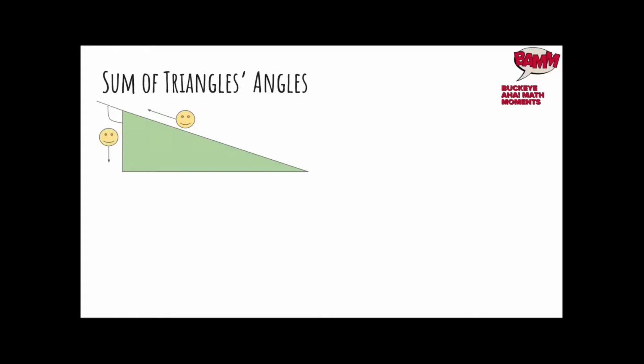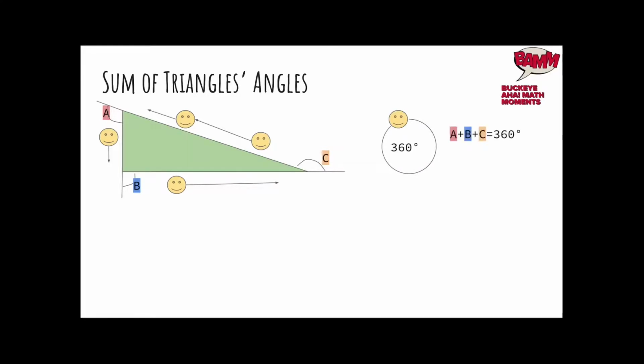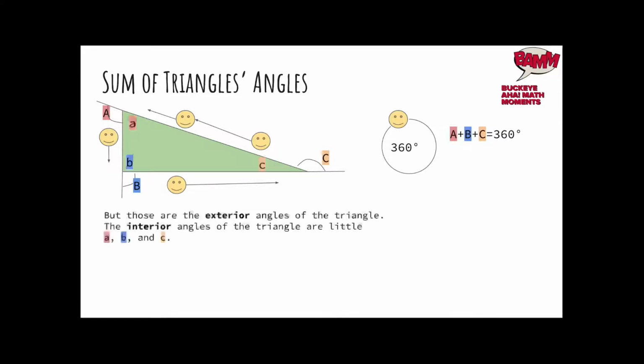In doing so, we're going to have to make 3 turns in order to end up back where we started. So let's call those turns A, B, and C. Now, by going around this triangle, we ended up back where we started, which means that we essentially just walked in a circle. And a circle is 360 degrees. So that means that those turns that we took, A, B, and C, must also be a total of 360 degrees. But notice that those are what are called the exterior angles of the triangle. They're not the angles that are inside the triangle.